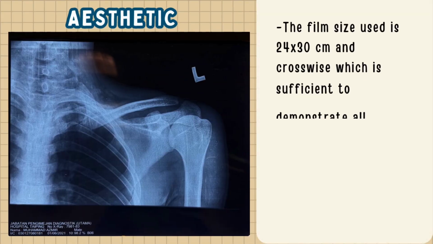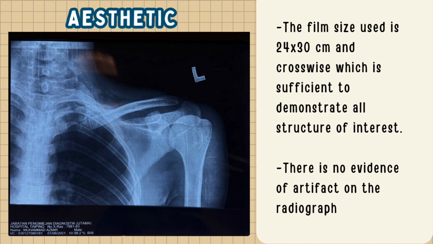Moving on to the next slide, I will explain the aesthetics of this radiograph. The film size used is 24 by 30 cm and it is placed crosswise, which is sufficient to demonstrate all the structures of interest. In addition, there is no evidence of any artifact on the radiograph that could affect image quality. Therefore, the overall image appearance is acceptable.